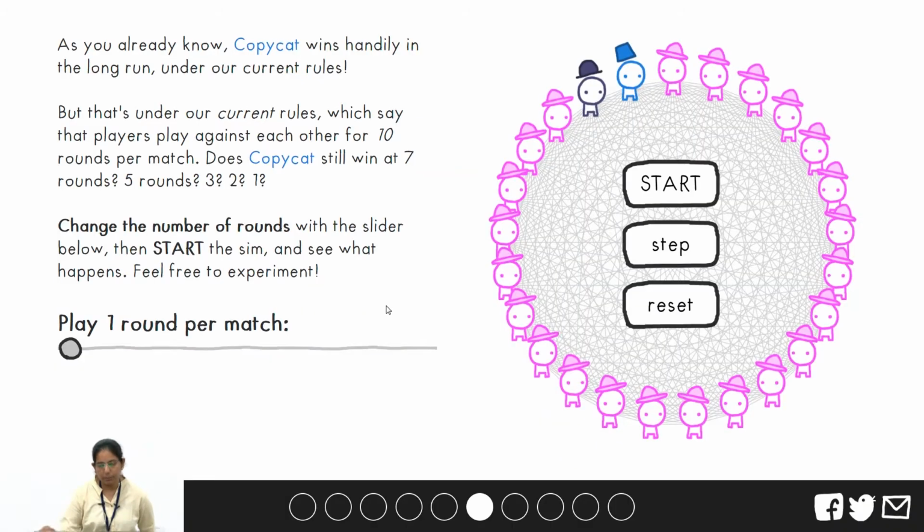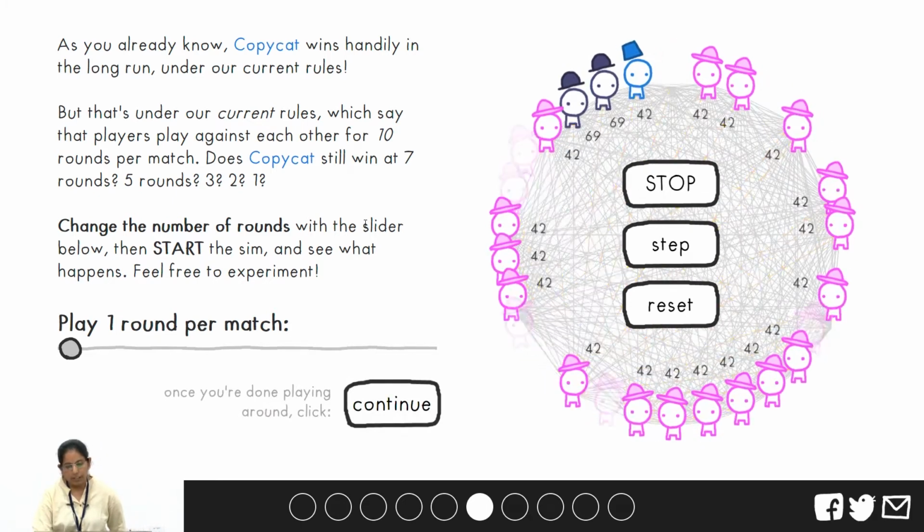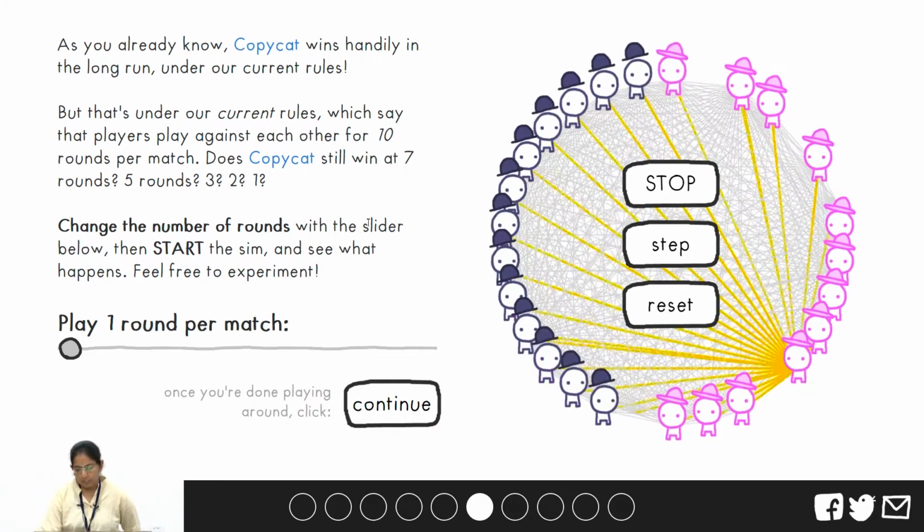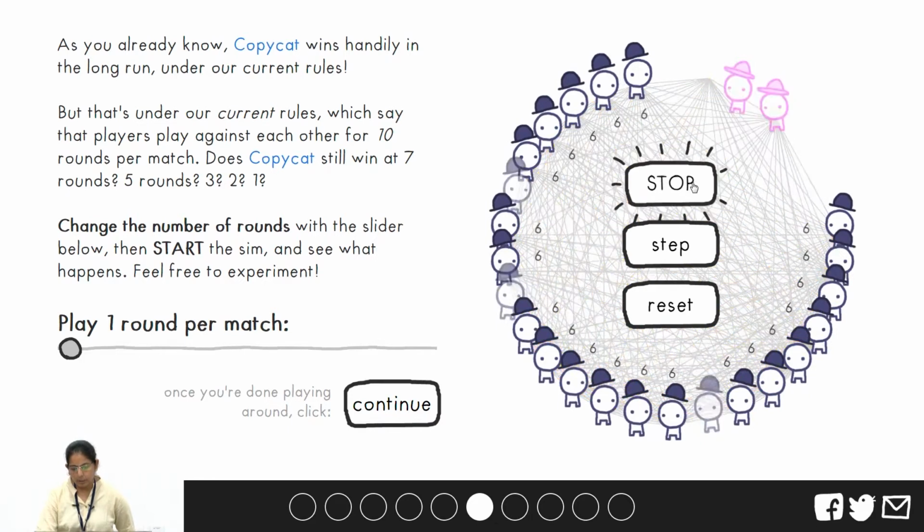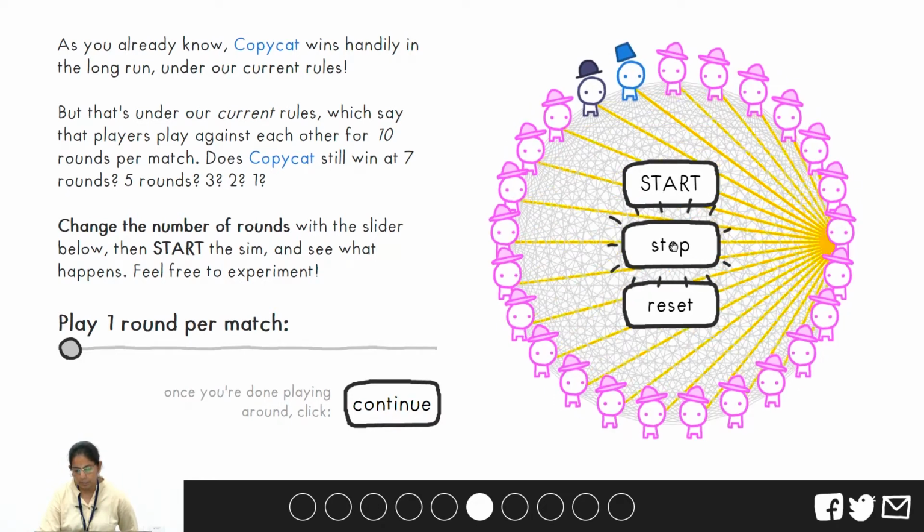So the sense seems to be that this will swing in favor of the cheaters, and indeed, let's see what happens here. You do notice that the cheaters start dominating. So let's see what's happening in one step.